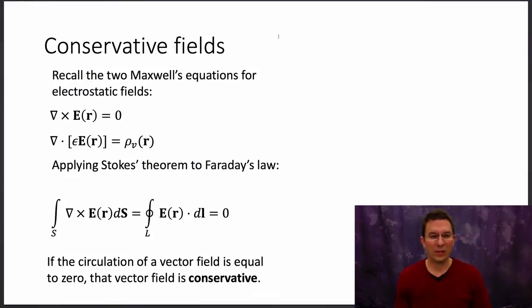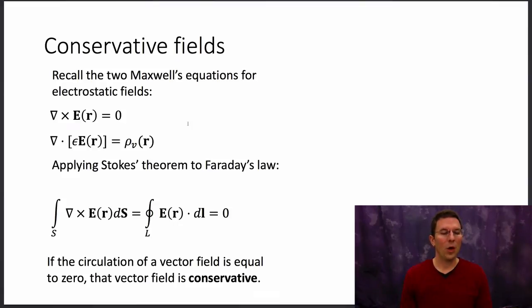Let's start our journey toward defining the electric scalar potential by recalling the 2 Maxwell's equations for electrostatic fields. The first one is this modified version of Faraday's law, which says that the curl of the electric field is 0 under electrostatic conditions. And the second is Gauss's law in differential form, which says that the divergence of the electric flux density is equal to the volume charge density in that region.